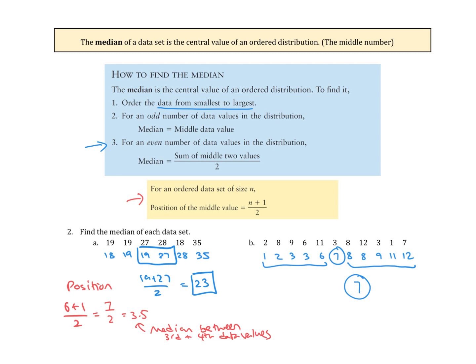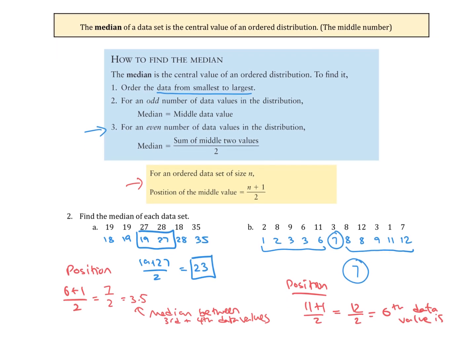Now if I do the same for the second data set, I had 11 numbers. So for the position, I do 11 plus 1 divided by 2. 12 divided by 2 gives me 6. So my sixth number, 1, 2, 3, 4, 5, 6, is my median. So the sixth data value is the median.